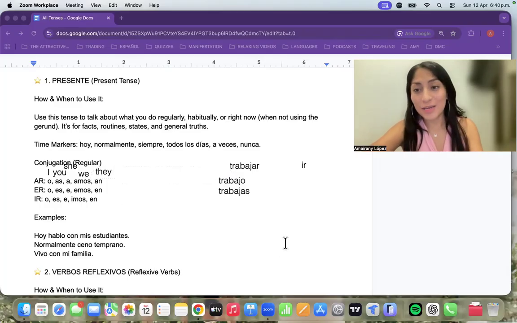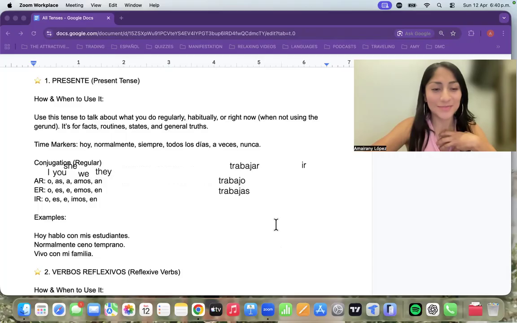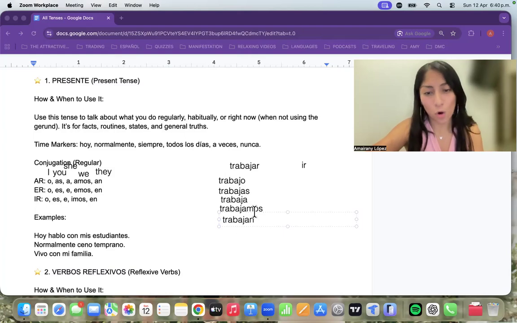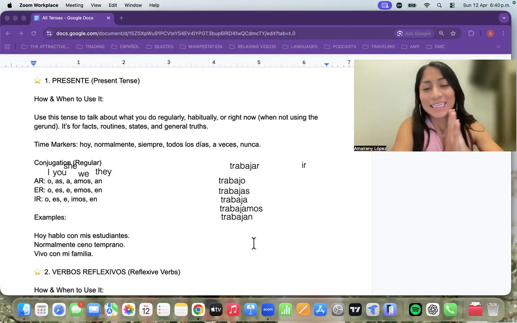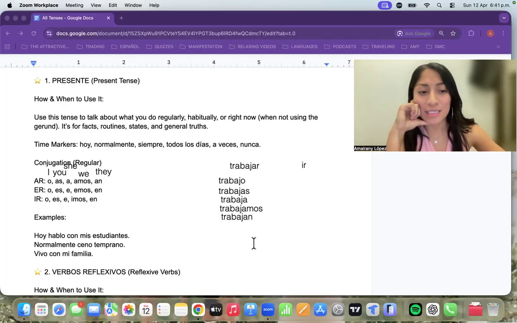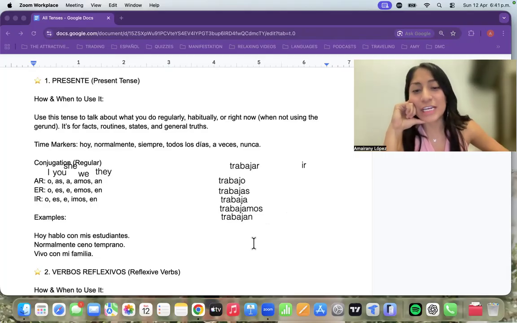So trabajo ending with O would be I work, okay? Trabajas would be you work. Trabaja would be she or he works or it works. And trabajamos ending with mos would be we work. And at the end, trabajan, that would be they or you guys work, okay? The plural. Now, you guys see all of this breakdown, right? All of these differences. This is what we know in Spanish as conjugation, okay? All those different changes.